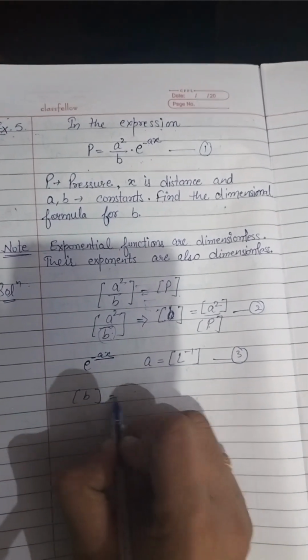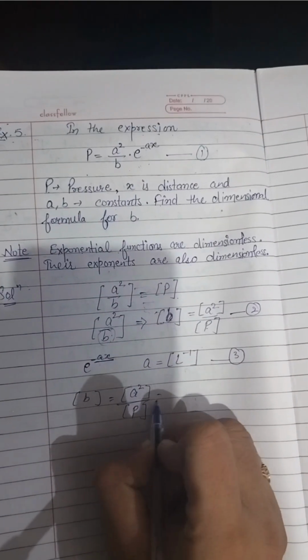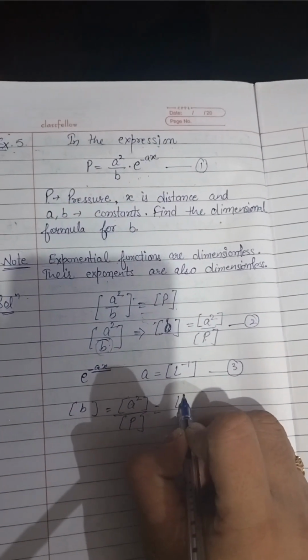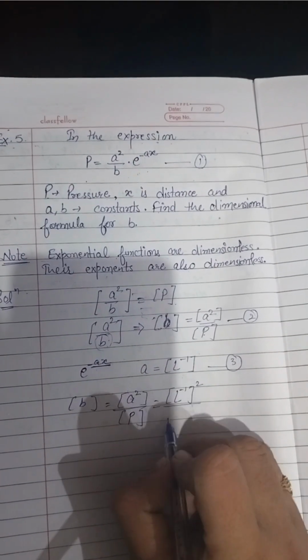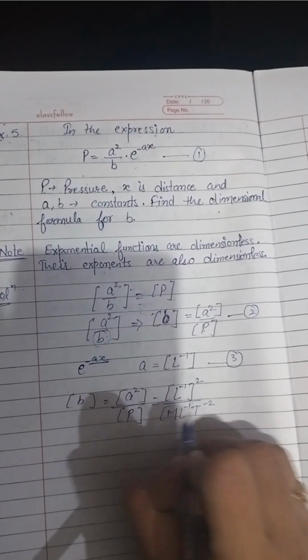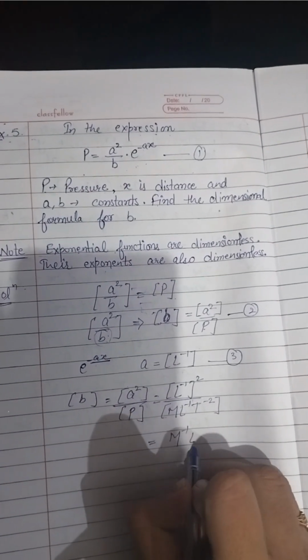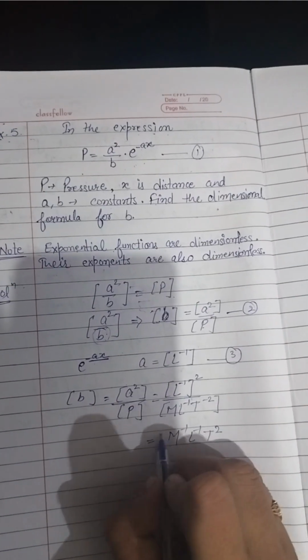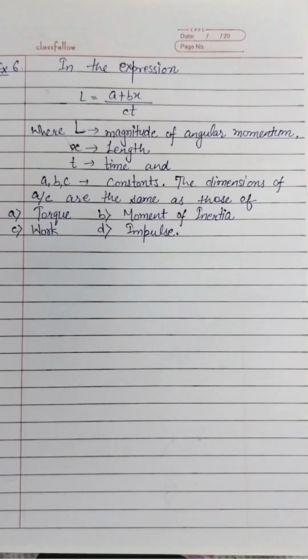b is equal to a squared by P, that is equal to L inverse power 2 upon M L minus 1 T minus 2. The final value we get is M minus 1 L minus 1 T 2. This is our answer. Thank you.